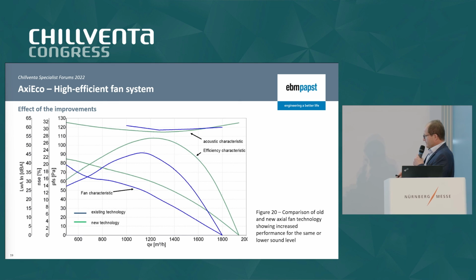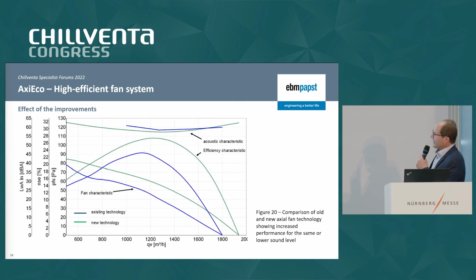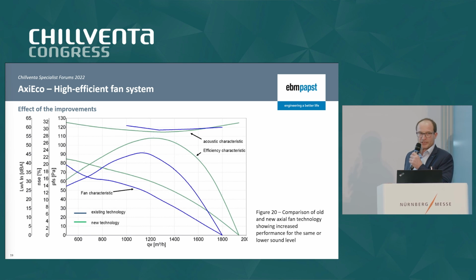Also noise-wise, this is the same comparison, just with slightly different colors. We have the conventional axial fan as the blue curve, and the AxiEco as a green curve. Here is the noise. And although we have a higher air performance, we have lower noise with the new technology.